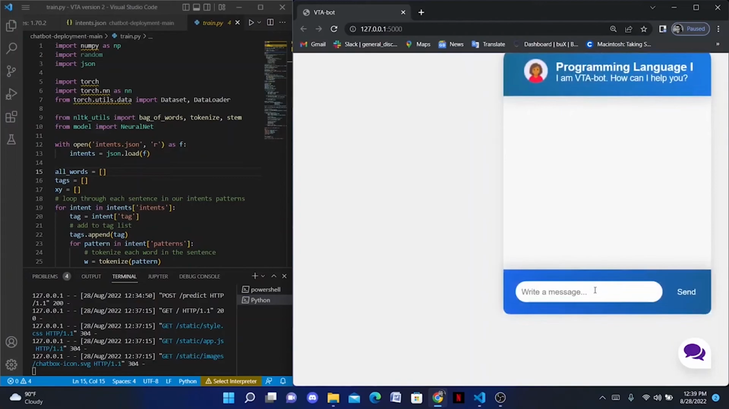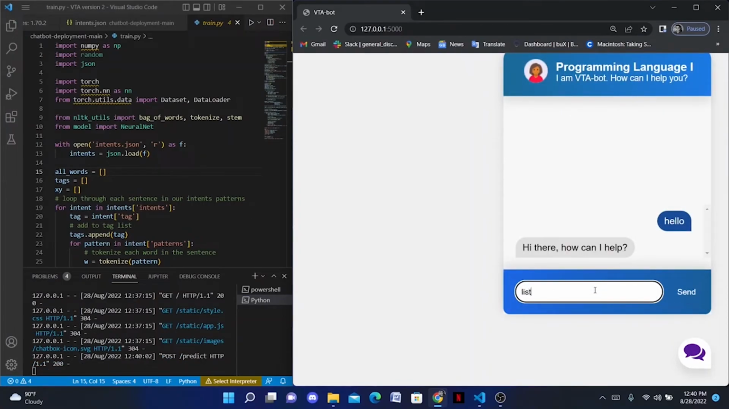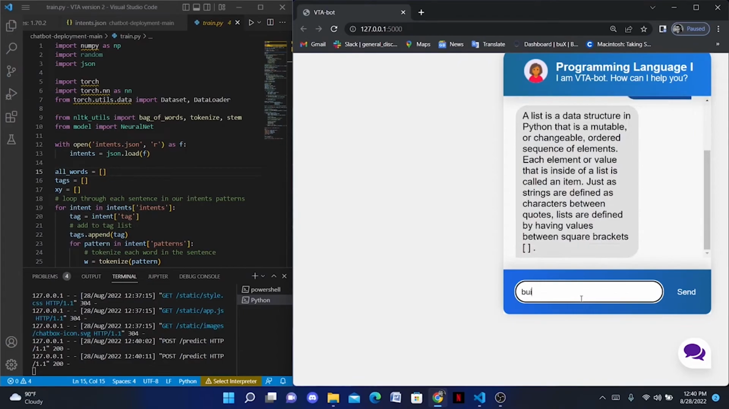Now let's watch the demonstration of our video bot prototype. Here we can see our VTA bot is responding to queries related to the fundamental programming language of the students.